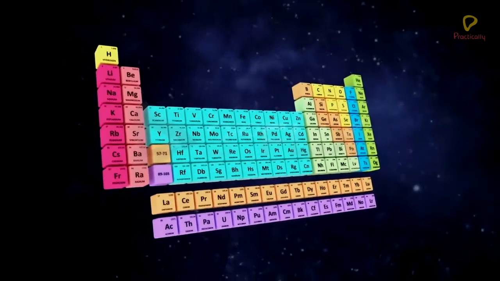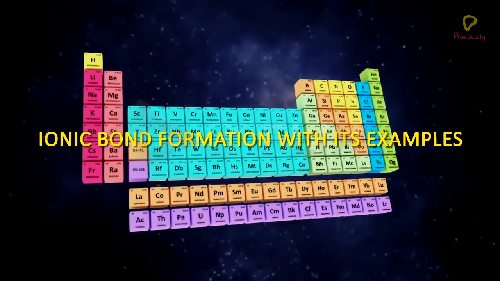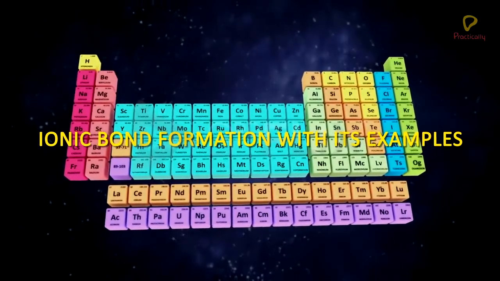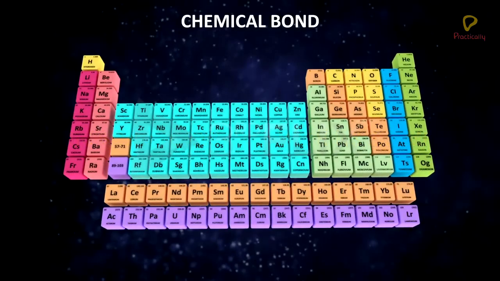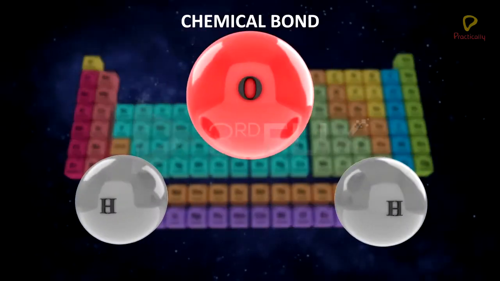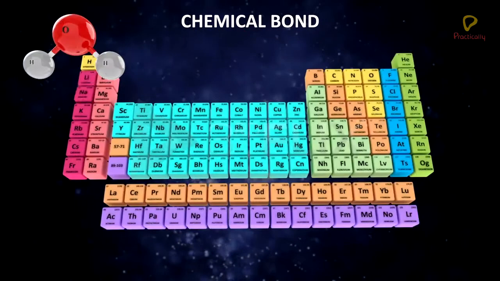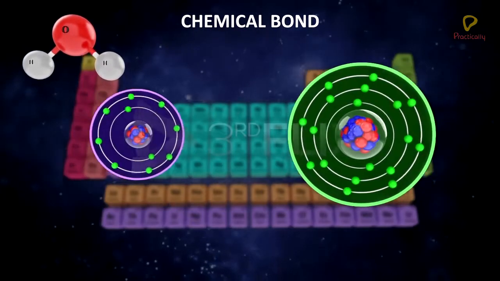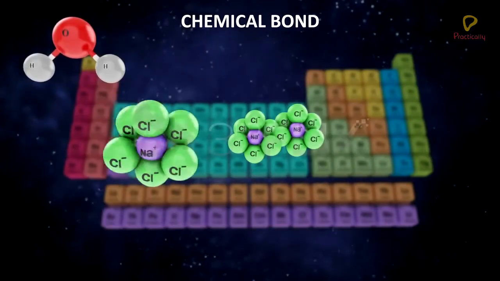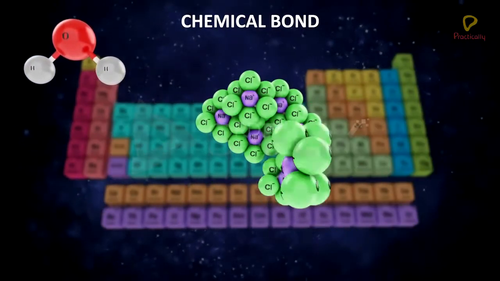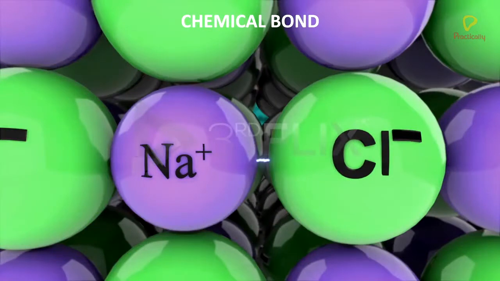Objective: to understand ionic bond formation with its examples. Chemical bond: the force of attraction that holds atoms or ions together in a molecule or a formula unit is called a chemical bond.